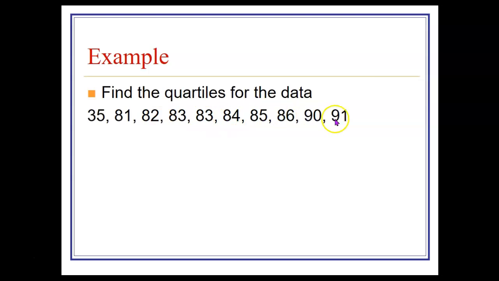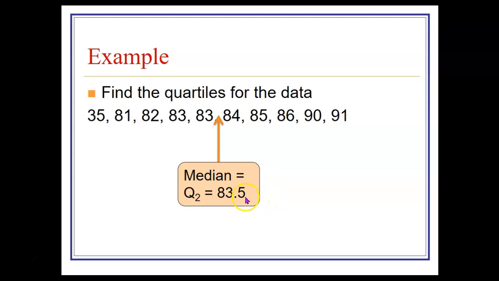Here there are 10 numbers in all. With an even number of values, the median is going to be between two of them. So in this case, it's right here between the bottom 5 and the top 5. So halfway between 83 and 84 would be 83.5. That's our median, and that is Q2.